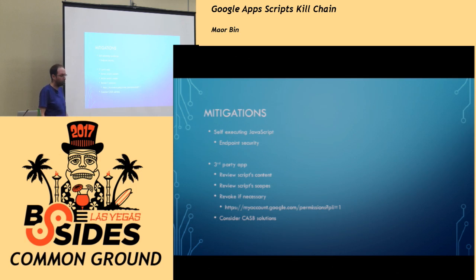For the third-party apps, we'll try to review the script permissions, understand what it does, what it's going to do to your account, what it's going to use, or stuff like that. So you want to review the script scopes and permissions, and if you installed it and find out it's malicious, you probably want to revoke it using this link. There is also a CASB solution that can prevent or do stuff like that. So yeah, that would be it.